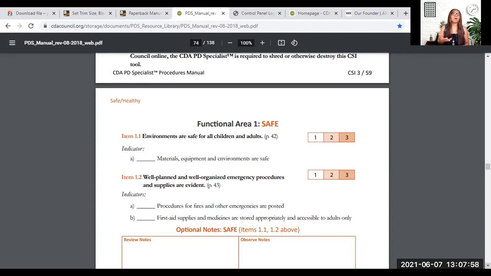So I may say, oh, they have some evidence of safety if your light sockets aren't closed, if you have maybe one or two missing, the little closures on the light sockets are off, or if their allergies aren't posted, or if I say, where are the allergies?